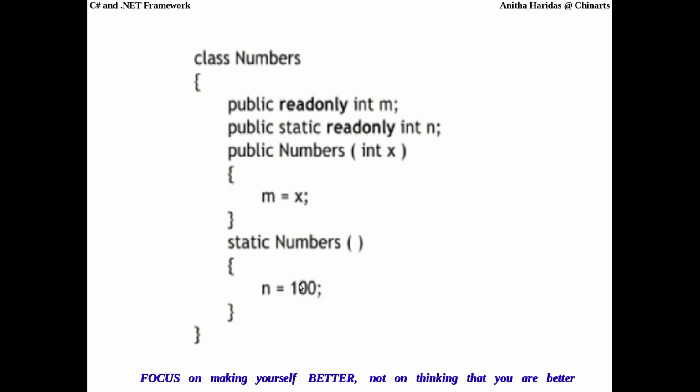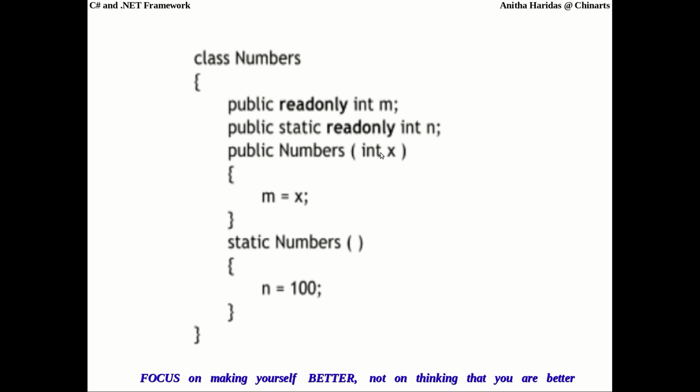This is another example. I am declaring a class called Numbers. I am going to declare a read-only member m, which is an instance member, and I am declaring a static member which is also a read-only member. To initialize these two members, I am writing constructors. This constructor will be initializing the read-only instance member, whereas this one is a static constructor. The static constructor will be initializing the static read-only member.